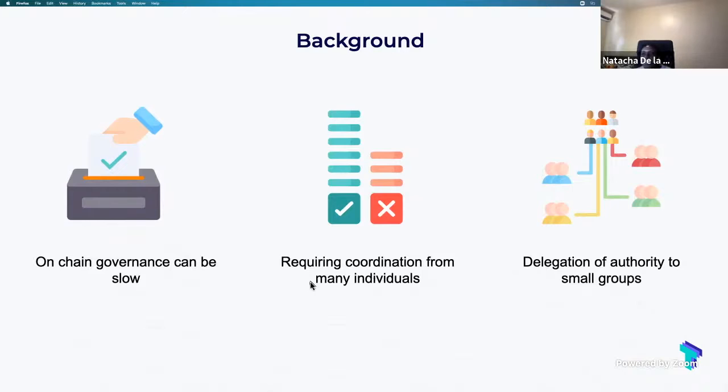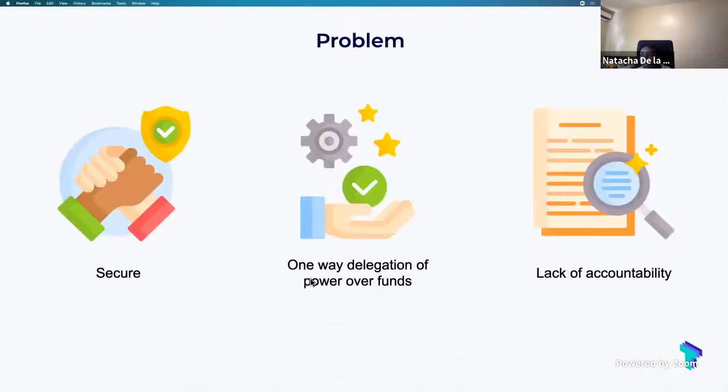This way of doing things also brings a trade-off. Even if the committees can be secured because of the security that a multisig brings, this delegation of power over the funds is a little bit like one way. There's no way for the protocol to regain control of those funds if anything goes wrong. So there's also a lack of accountability over them.